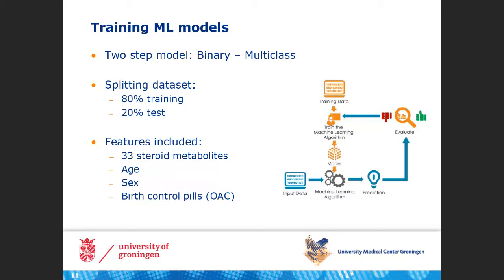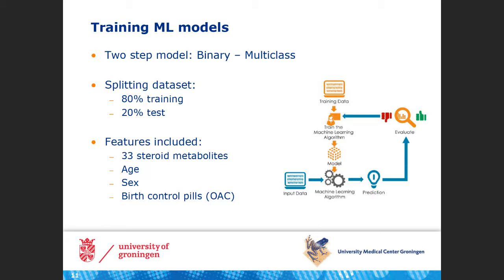Before we train our model, we divided the data set into an 80% training set and a 20% test set. It's important for a machine learning model to be tested on independent samples, so samples that the model hasn't seen before, and trained on a specific set. And the second thing is that we included 33 steroid metabolite measurements. We included the age, the gender, and whether someone takes birth control pills, because that also influences your hormone levels.